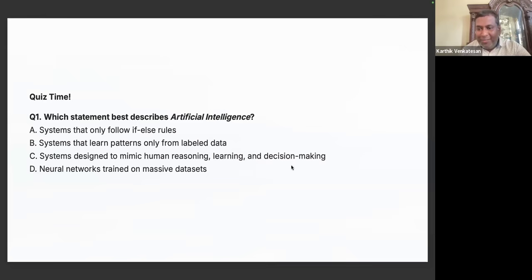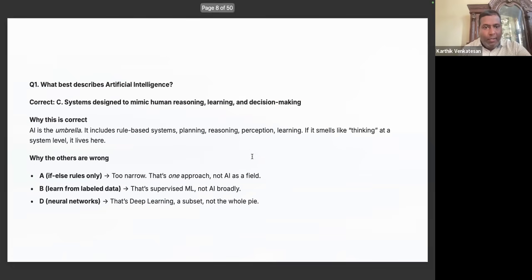Okay, looks like everyone is paying attention. Cool. Yeah, C is the right answer. It's designed to mimic human reasoning, learning, and decision making. Okay, let's go to the next question.